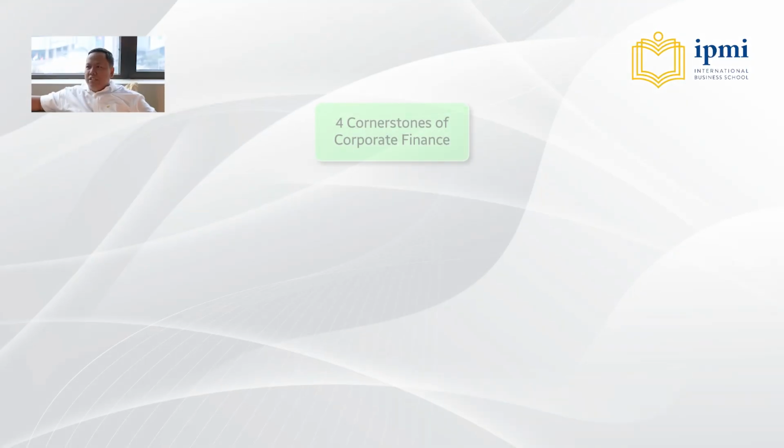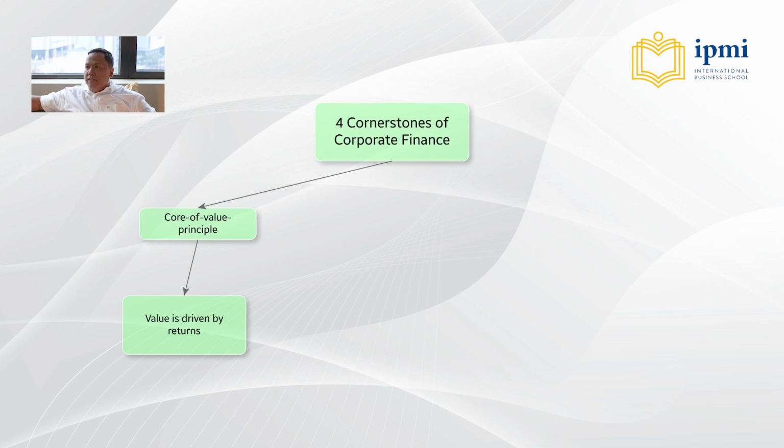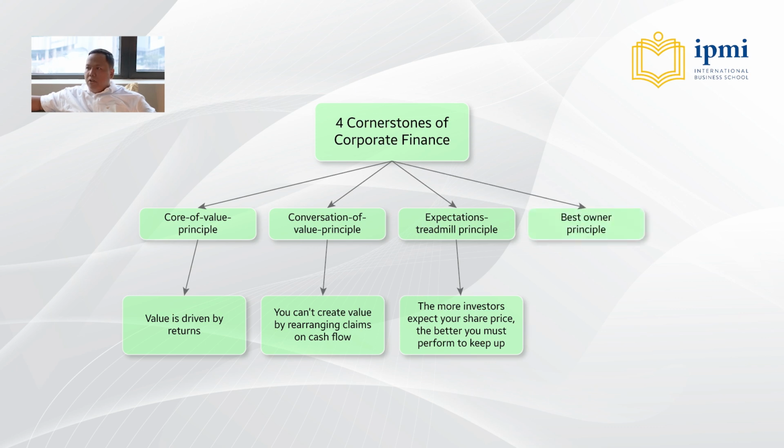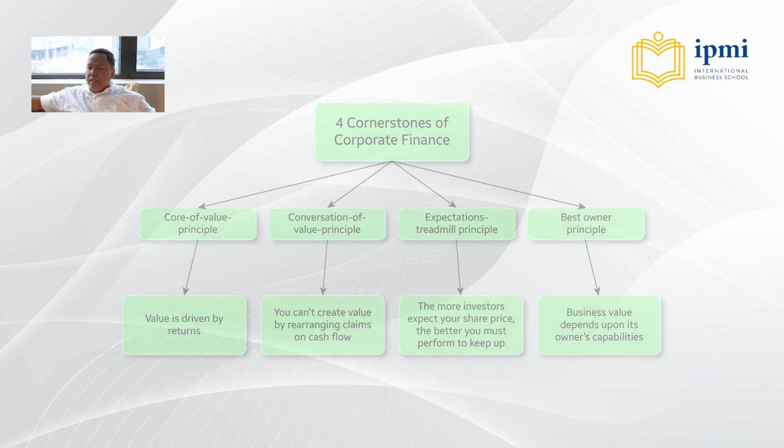There are also 4 cornerstones of corporate finance. The first is the core of value principle, which is about value, and value is driven by return. The second is the conservation of value principle, which says you cannot create value by rearranging claims or cash flow. The third is the expectation treadmill principle, which explains that the more investors expect of your share price, the better you must perform to keep up. The fourth is the best owner principle, which explains that business value depends upon the owner's capability.